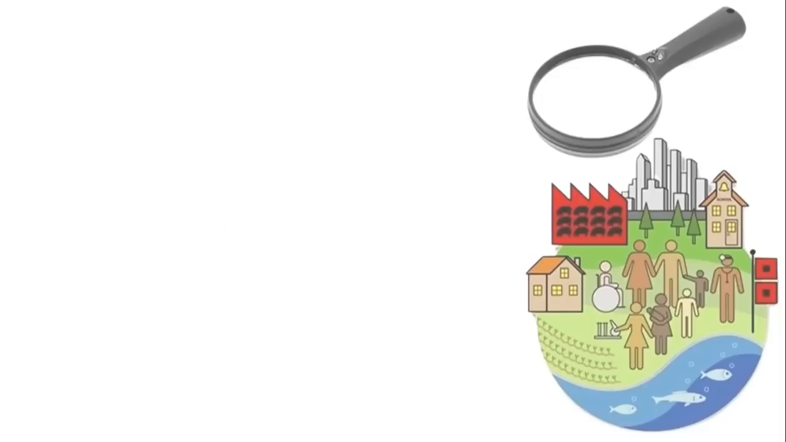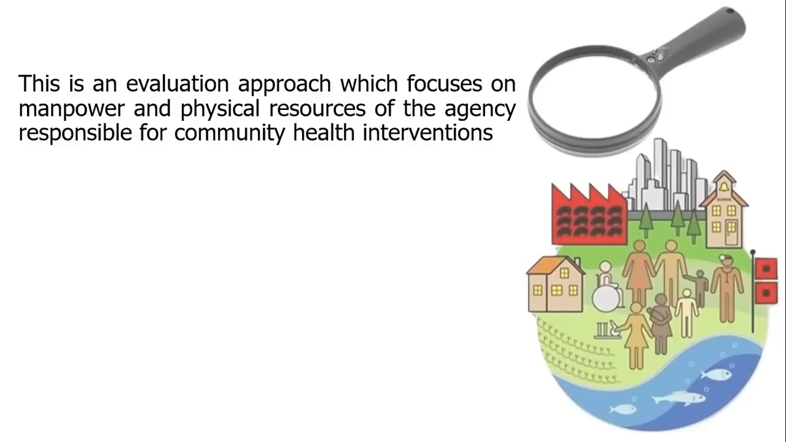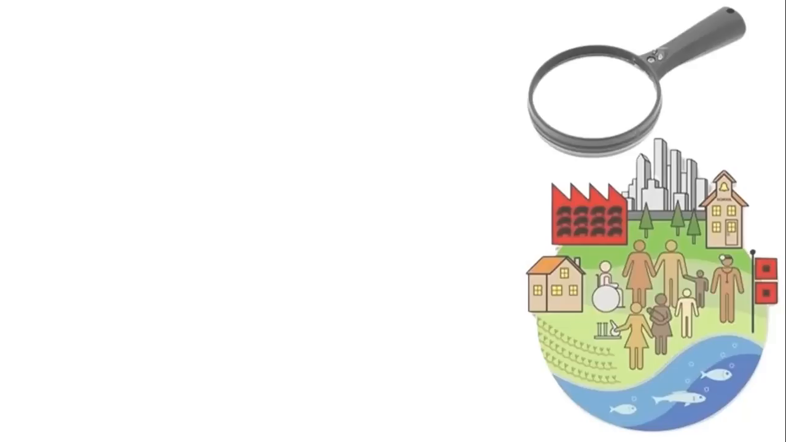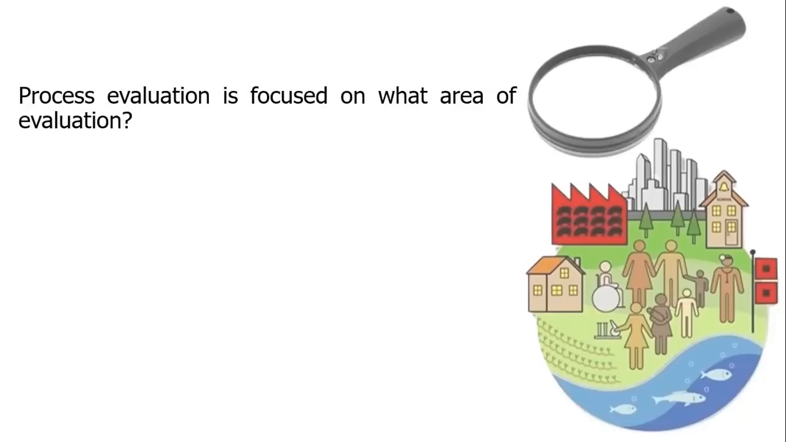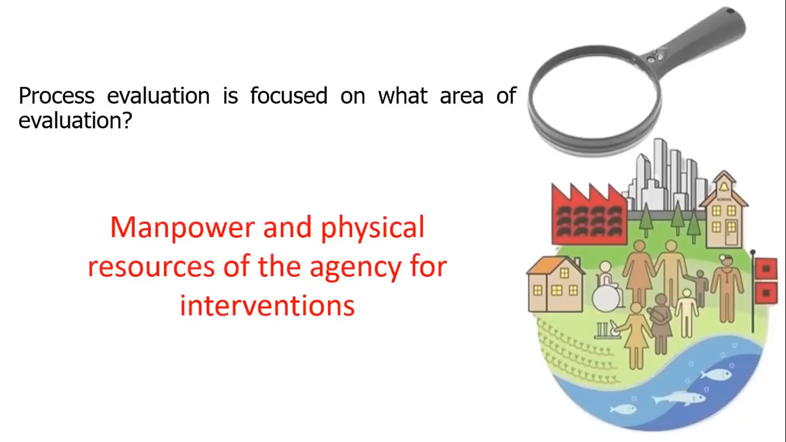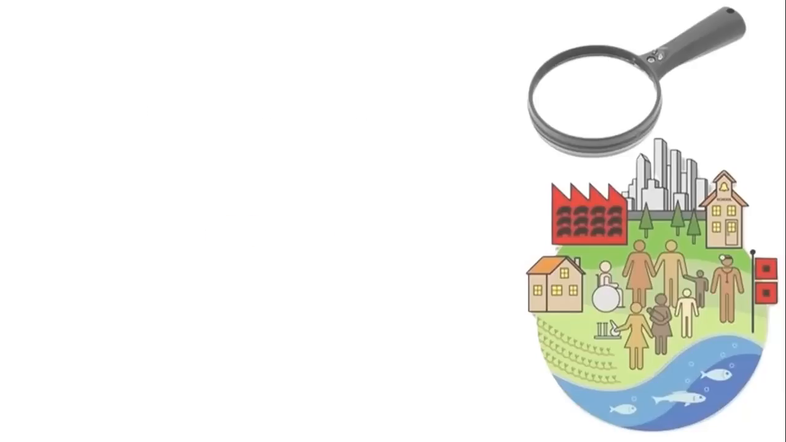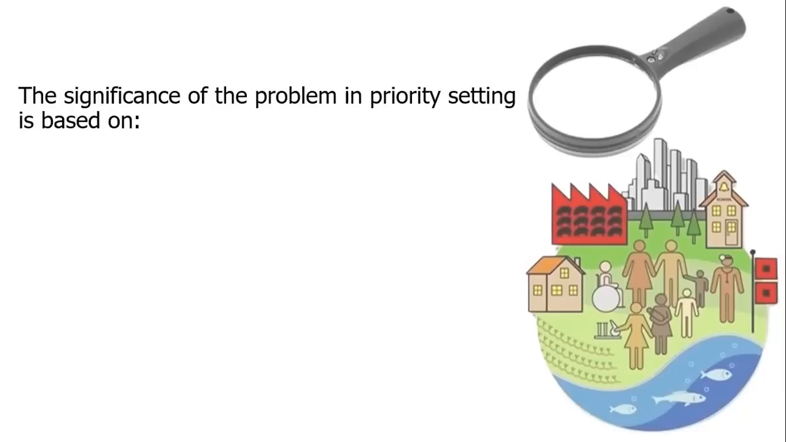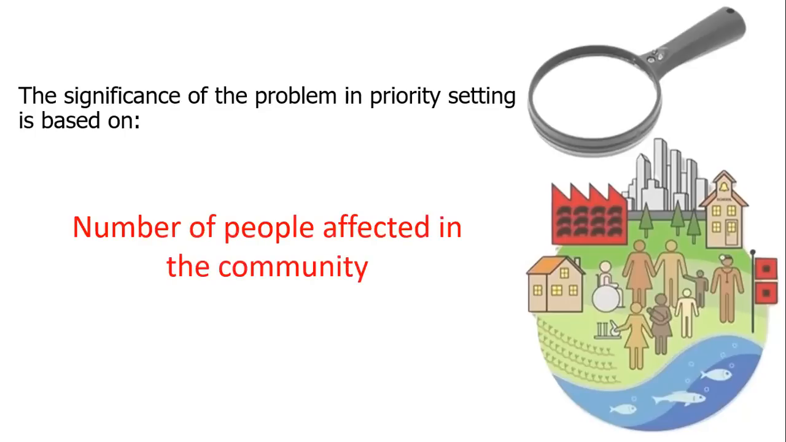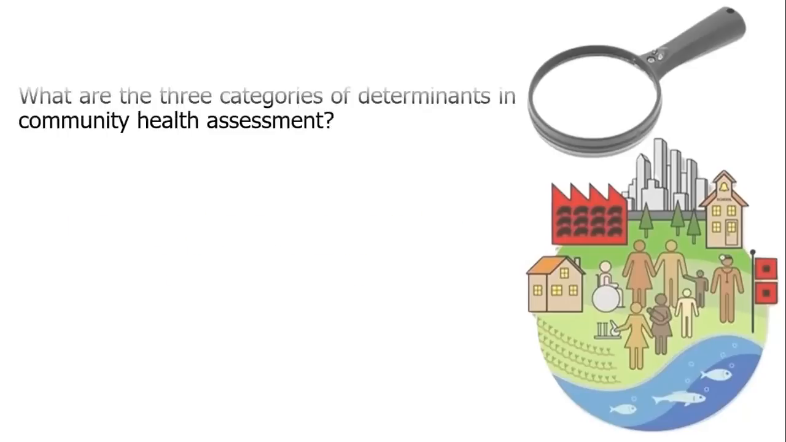And it is the value of evaluation in terms of usefulness. It's utility. This is the evaluation of manpower. May manpower na tayo. It's structure. And then, process of evaluation is focused on what area of evaluation? Manpower and physical resources of the agency for interventions. And this is an evaluation approach that is focused on the degree of attainment of goals and objectives. It's outcome. And the significance of the problem in priority setting is based on the number of people affected in the community.